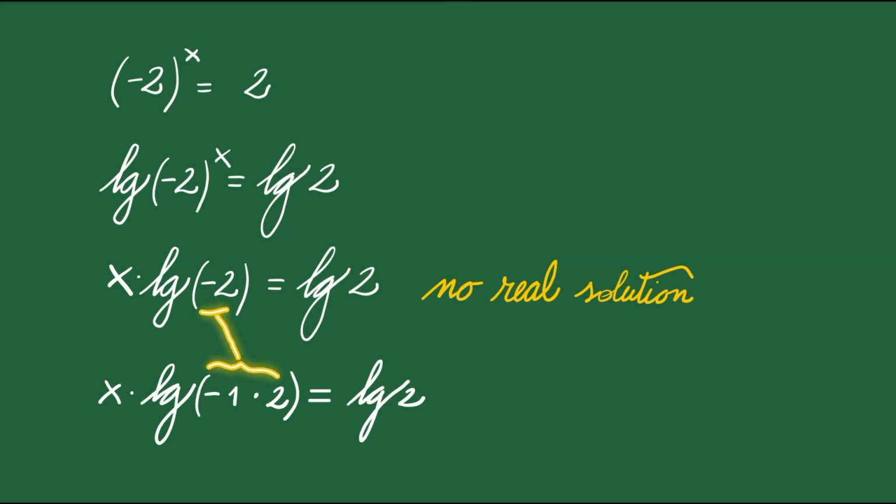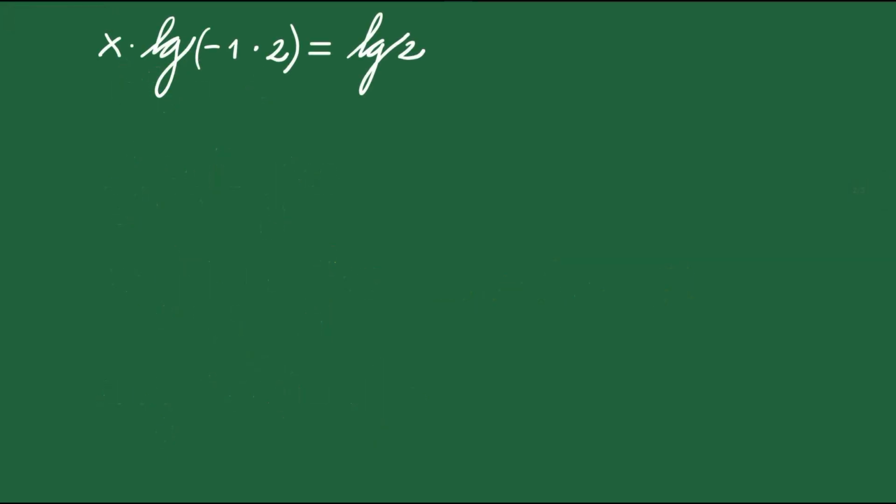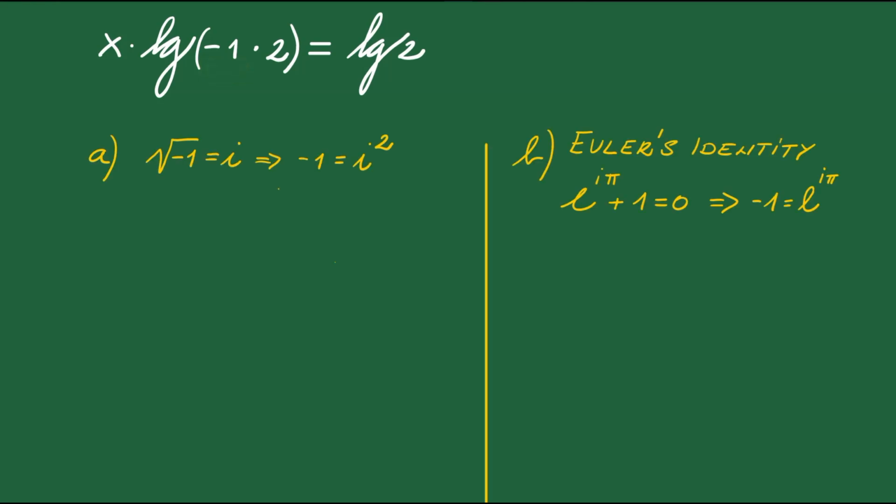We factorize -2 as the product of -1 times 2. We can now express -1 in two different ways. Given the square root of -1 is equal to I, the imaginary unit, we can replace -1 with the imaginary unit raised to the power of 2.